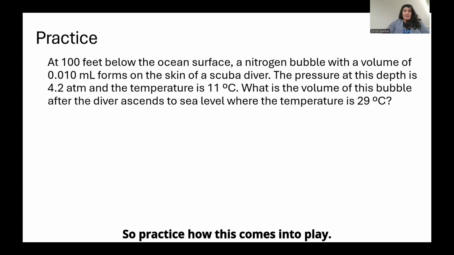So let's practice how this comes into play. At 100 feet below the ocean surface, a nitrogen bubble with a volume of 0.01 milliliters forms on the skin of a scuba diver. The pressure at this depth is 4.2 atmospheres and the temperature is 11 degrees Celsius. What is the volume of this bubble after the diver ascends to sea level where the temperature is 29 degrees Celsius? So I'm going to write out my equation first.